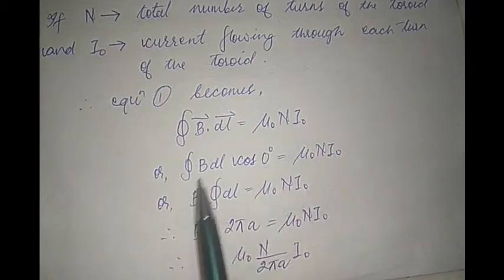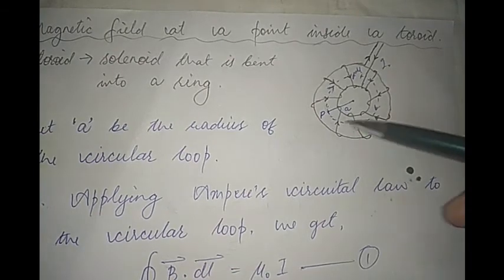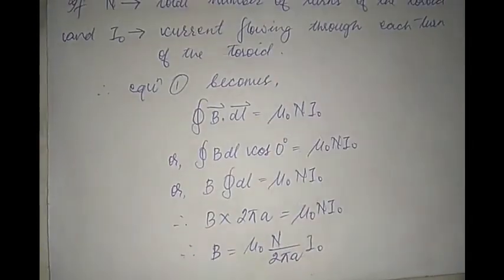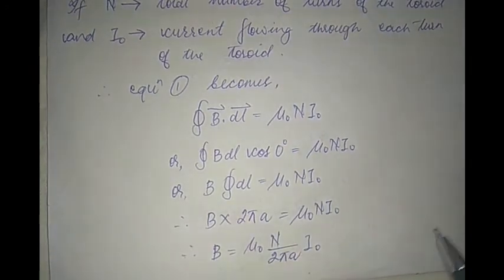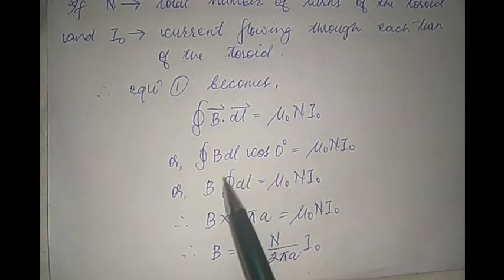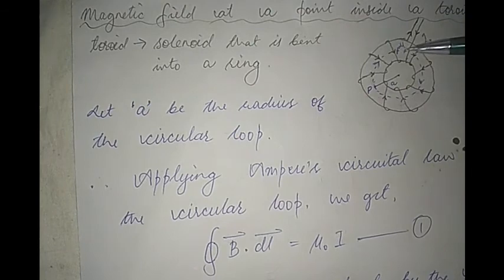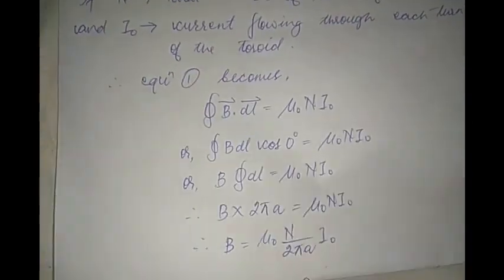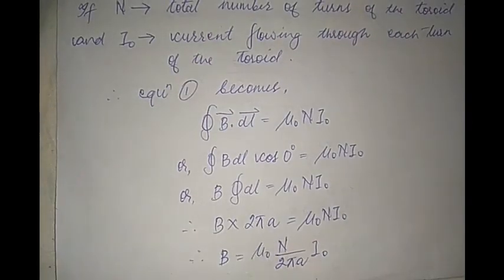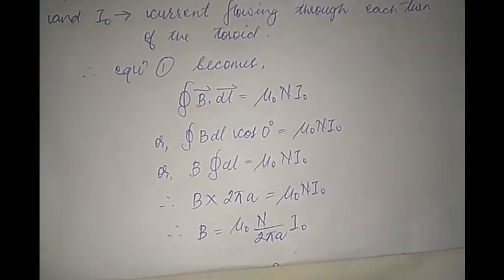Cos 0 degrees is 1, so B comes out of the integral, because at all points on this circular loop, the magnetic field intensity is a constant. So integration dl, this becomes mu naught N I naught, the right hand side is still the same. B into integration dl: integrating over small dls is going to give us this circular loop, the closed loop. So integration dl is the circumference of this closed loop, and the circumference of the closed loop is 2 pi a. So this becomes B into 2 pi a, which is equal to the right hand side. Therefore B becomes mu naught N upon 2 pi a into I naught.